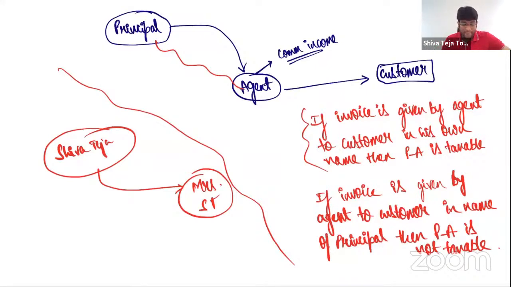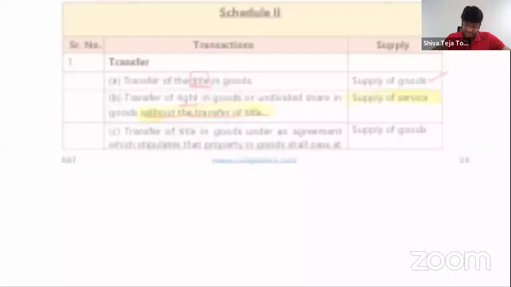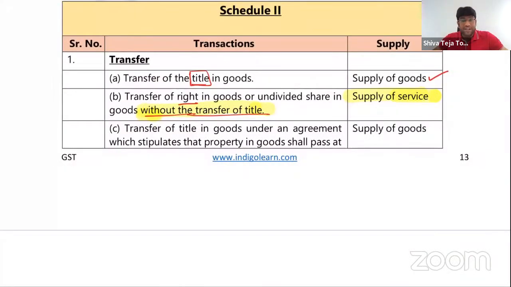Next, going back. So where are we, my dear friends? We were talking about what is supply of goods and what is supply of service. In order to call it supply of goods, there must be a transfer of title. But to call it supply of service, there is a transfer of right without transfer of title. Then we call it supply of service.